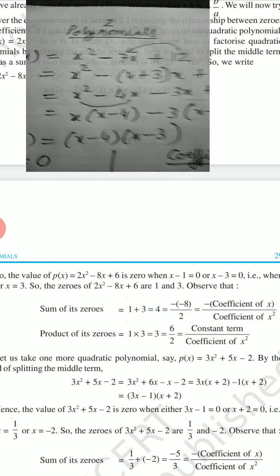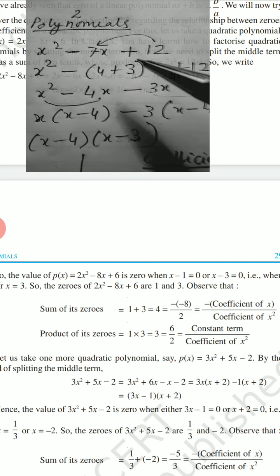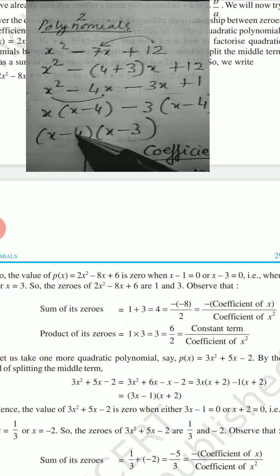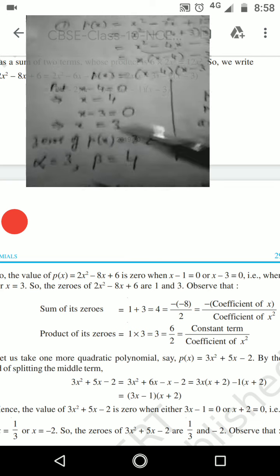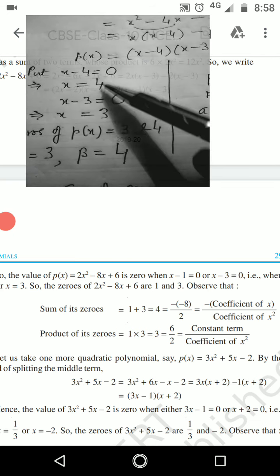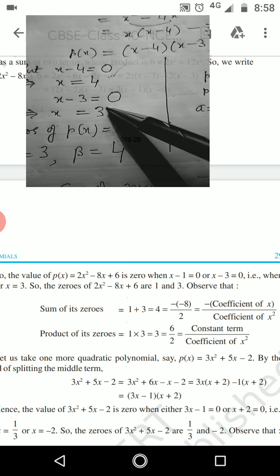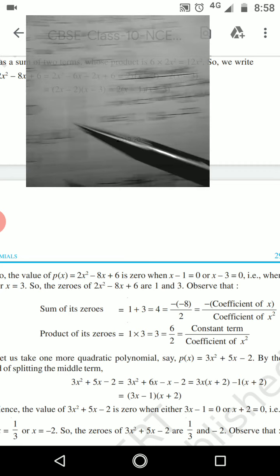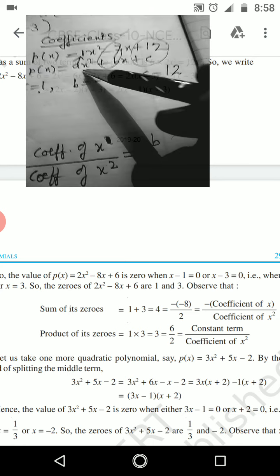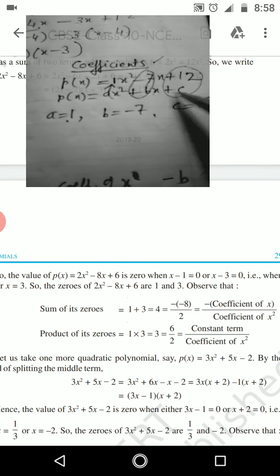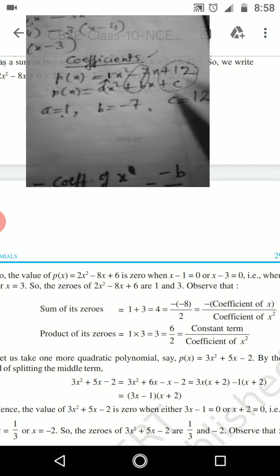So here you can see for verifying the relationship between the zeros and the coefficients, first we will find the factors of the polynomial. Then for finding zeros we will put these two factors equal to 0 and we will get first zero alpha and second zero beta. And similarly we can select the coefficients by comparing with ax square plus bx plus c. You can get a, with sign b is minus 7, c is plus 12.